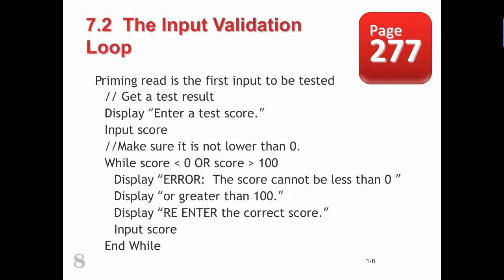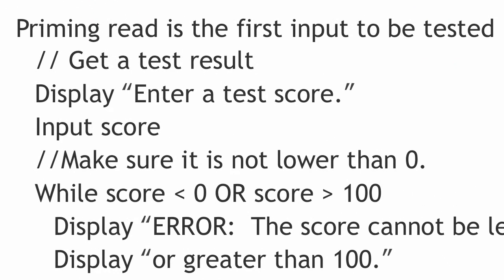All right, so here's a good way of doing it. Here's your priming read. Priming read is what we do the first time. So we got the priming read. That we display enter a test score. We input the test score. Now, this test score is not naturally going to be between 0 and 100.